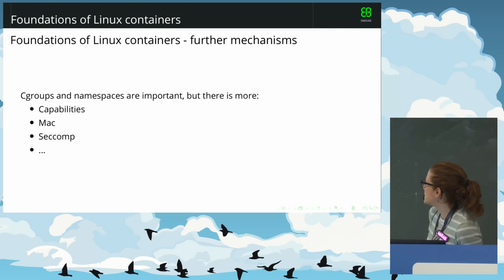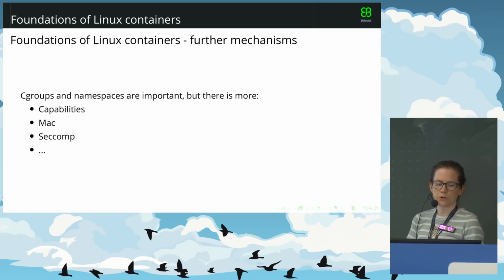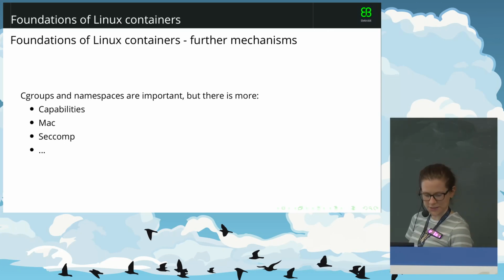Cgroups and namespaces are important for container runtimes, and I believe you will see no container runtime that makes no use of those at all. But there's more. I mentioned before we could have seccomp, we could have SELinux or SMACK. For sure we will have capabilities, but that is a very quick overview, I would say, about the foundations.